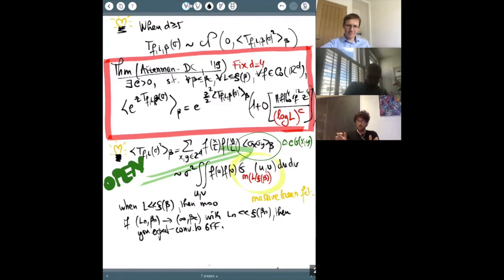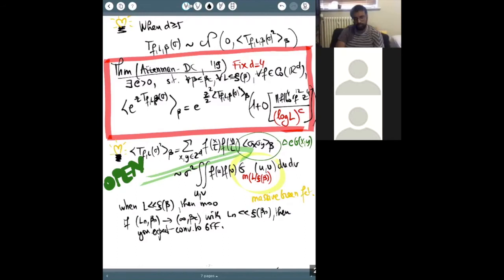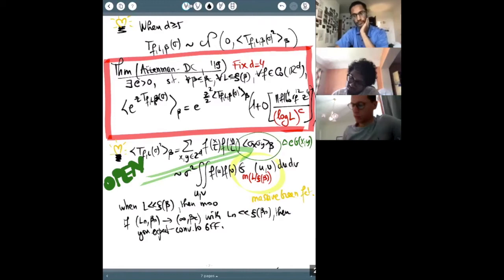Okay. We know that any subsequential limit is going to be a generalized Gaussian distribution, but we don't know the variance. We don't know how to identify the covariance of this process. We expect it to be the Gaussian free field, but we don't know how to prove it.